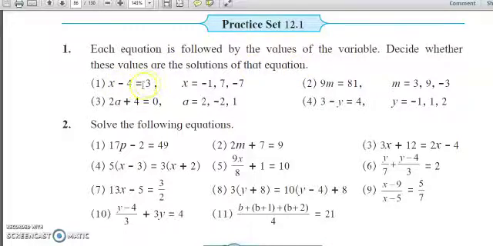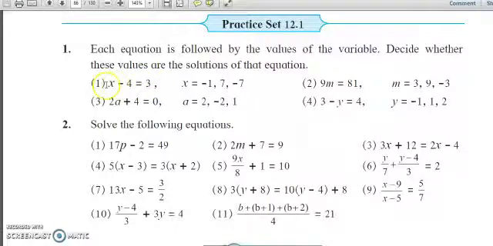Here the equation is given and these are the values of the variable x: -1, then 7 and then -7. These are the values and we have to check whether these values are the solution of this equation or not. For all the examples we have to do the same thing. So first of all, let us see this first equation.